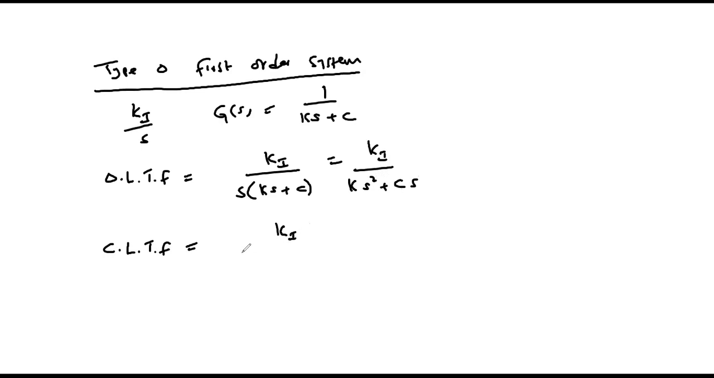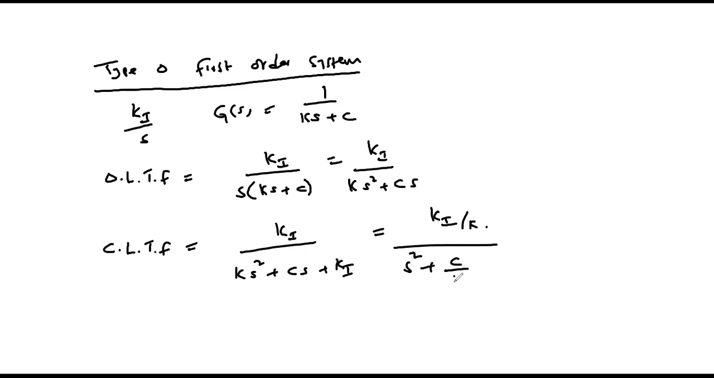from which the closed loop transfer function of the system will be equal to Ki over Ks squared plus Cs plus Ki, which we can write, making the coefficient of s squared equal to 1, by dividing by K on both the numerator and denominator, to obtain Ki over K over s squared plus C over K s plus Ki over K.